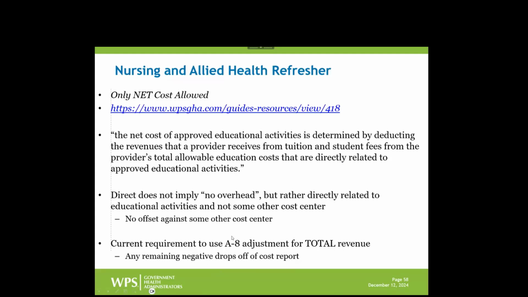Now, if there's excess, keep in mind A8, at that point, we just have direct costs. The B series is where we get the overhead costs. So if there's excess revenue above and beyond the direct costs, that carries over and starts to offset the indirect overhead costs as well. If at the end of worksheet B, there's still excess revenue, that just drops off the cost report. It doesn't go anywhere else. It doesn't hurt you anymore.